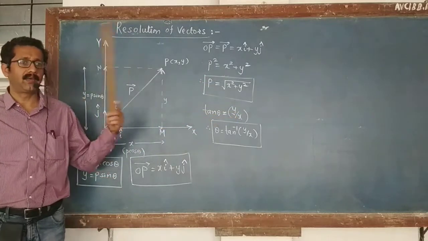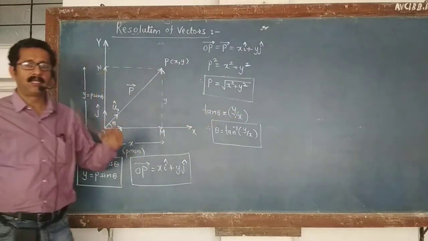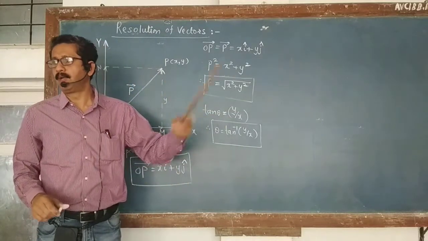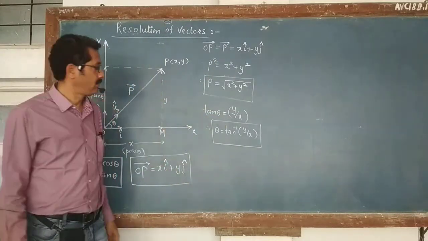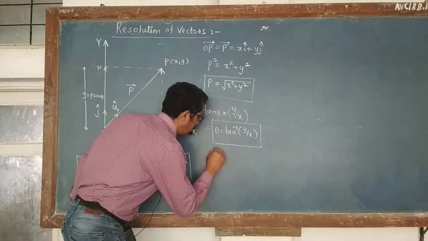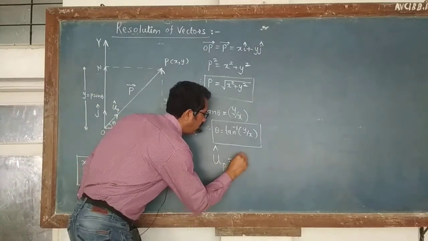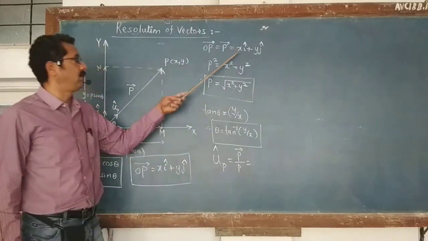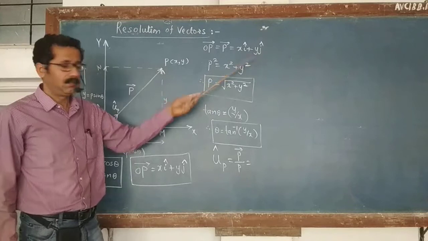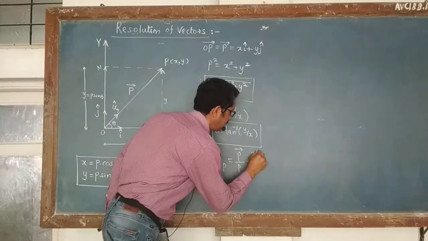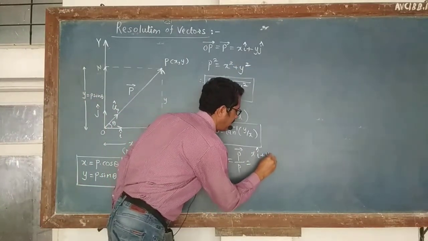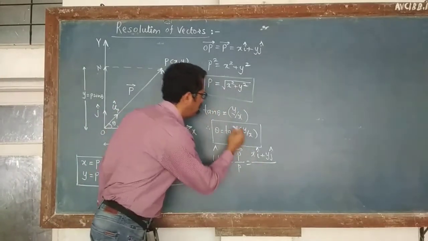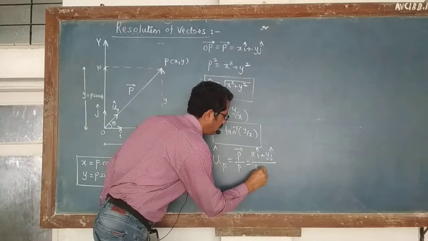How much is that and how can I find this out? The formula is very simple, which we have already studied: a unit vector is always equal to the vector divided by its magnitude. So the unit vector along p is equal to vector p divided by magnitude of vector p, but vector p is equal to xi cap plus yj cap. So it is xi cap plus yj cap divided by its magnitude, which is square root of x squared plus y squared.